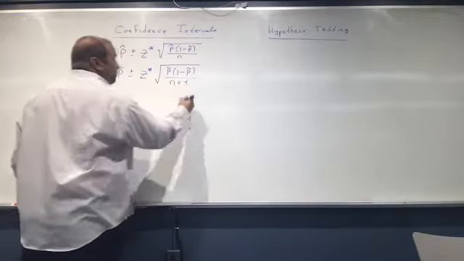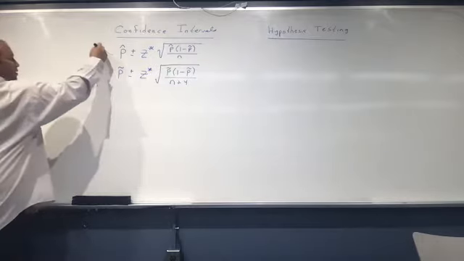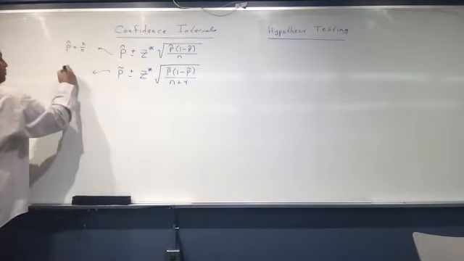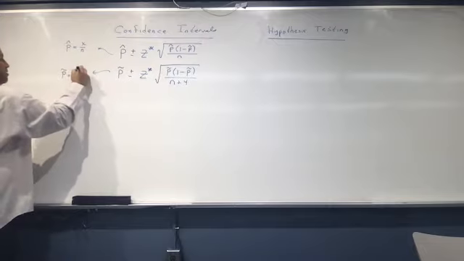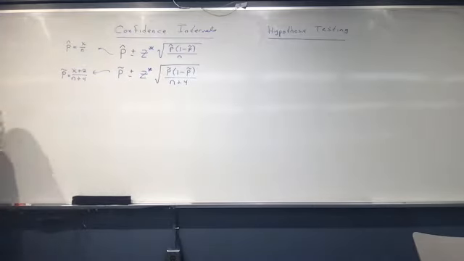Now, what was P hat again? P hat is equal to X over N. And what is P twiddle? P twiddle is X plus 2 over N plus 4. Wait, what was the previous knowledge? Oh, it's P naught. P naught is for hypothesis tests.